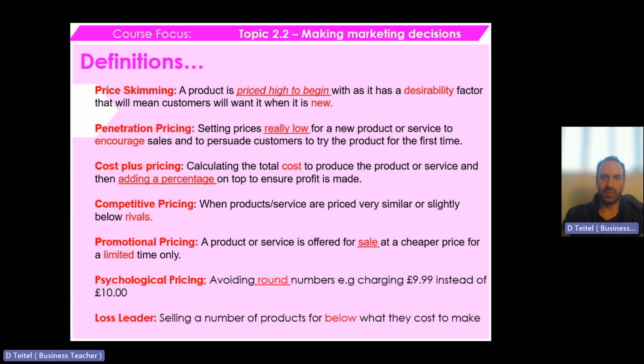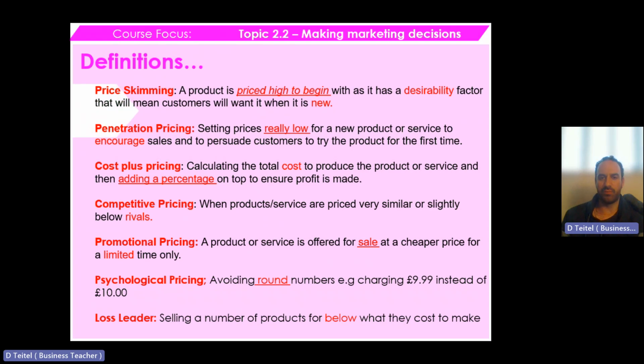So price skimming is where a product is priced high to begin with, as it has a desirability factor that will mean customers will want it when it's new. Penetration pricing sets prices really low for a new product or service to encourage sales, to persuade customers to try the product for the first time. Cost plus pricing is calculating the total cost to produce the product or service and then adding a percentage on top to ensure profit is made.